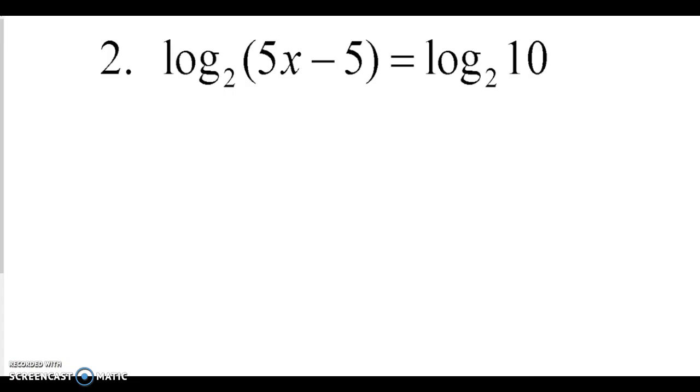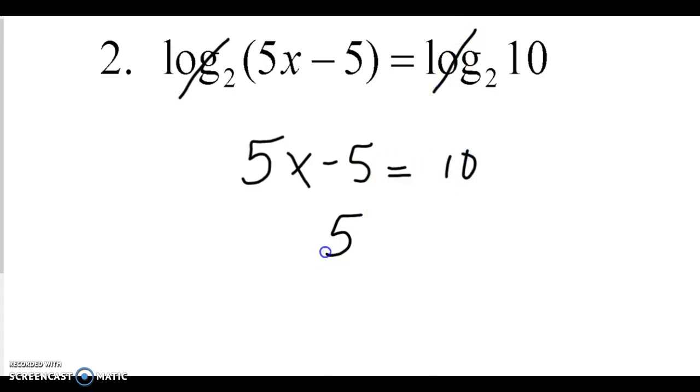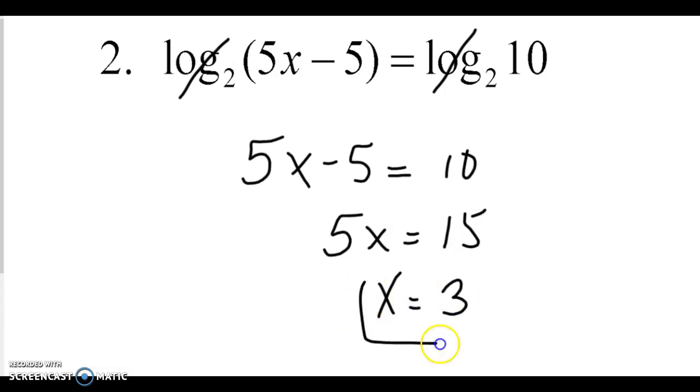Go ahead and look at this problem. Obviously, they're both in log base 2. Can you pause the video for a second and take a second to solve? So at this point, I can simply drop the logs again, and it's 5x equals 15, and x is 3.